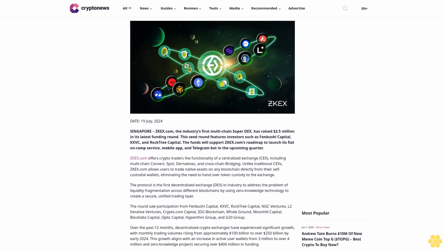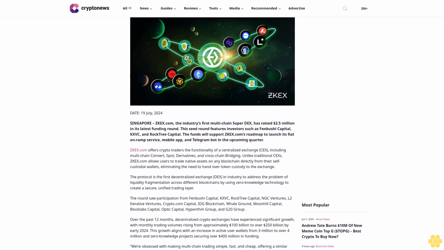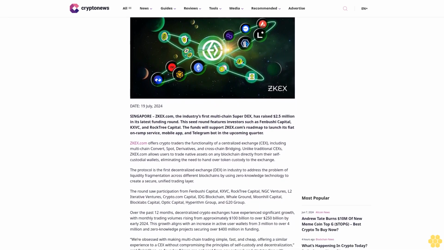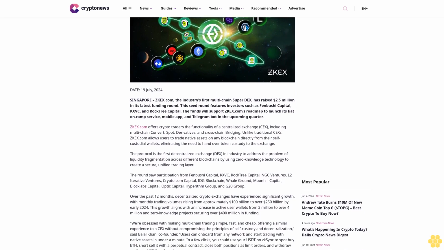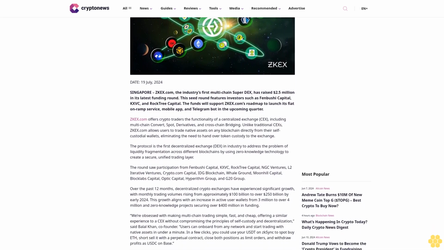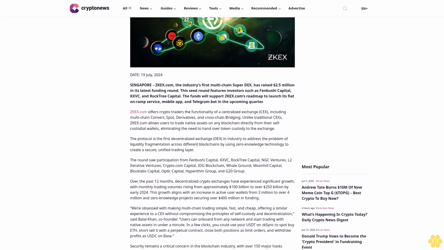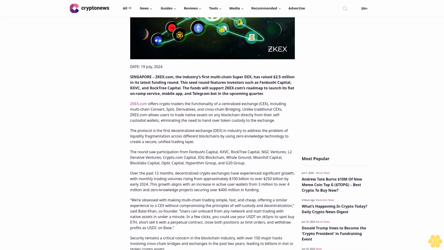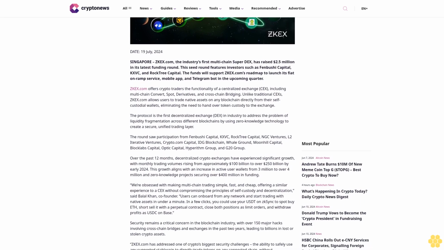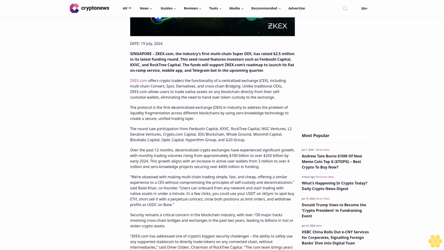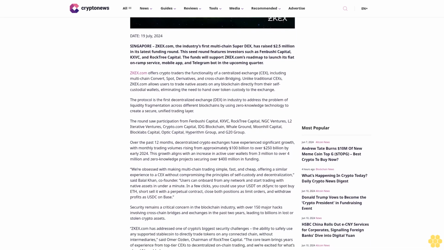Date: 19 July 2024, Singapore. ZKEX.com, the industry's first multi-chain super DEX, has raised $2.5 million in its latest funding round. This seed round features investors such as Fenbushi Capital, KXVC, and RockTree Capital. The funds will support ZKEX.com's roadmap to launch its fiat on-ramp service, mobile app, and Telegram bot in the upcoming quarter.